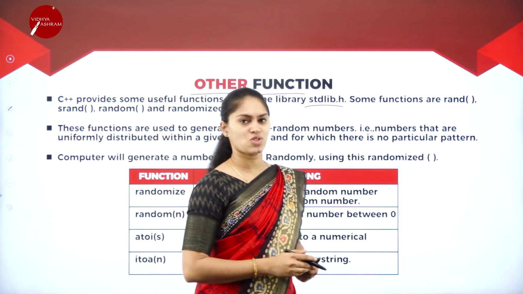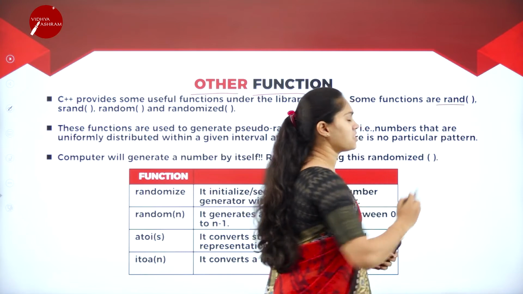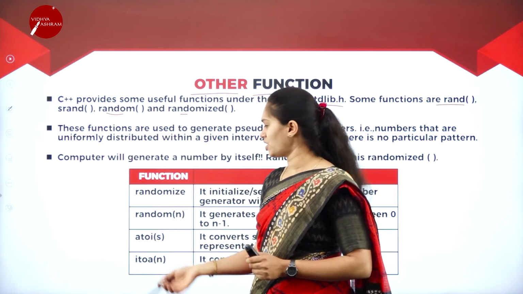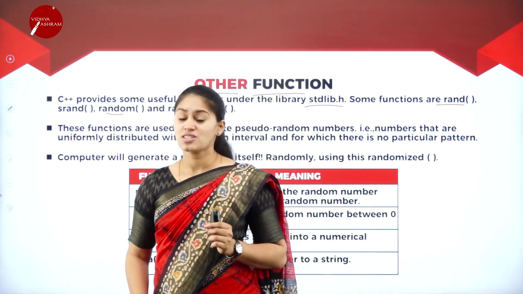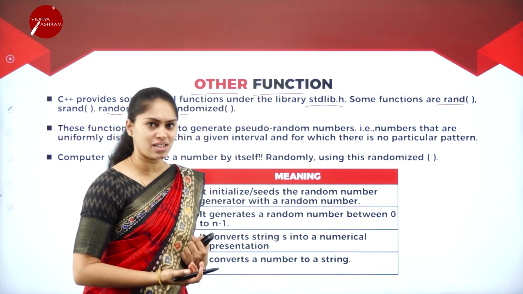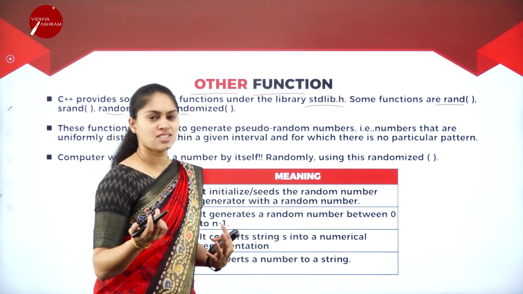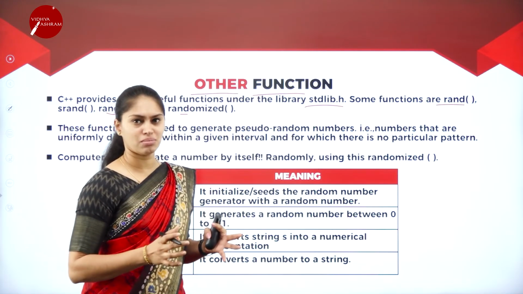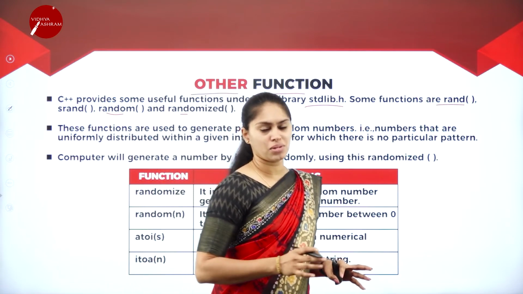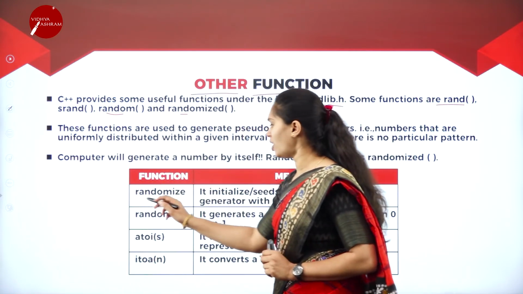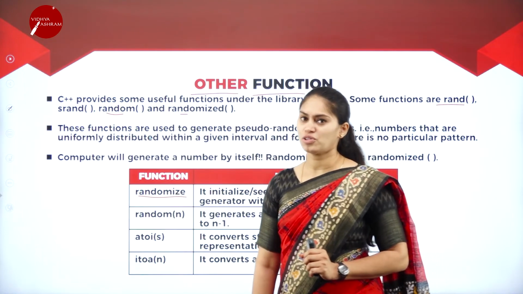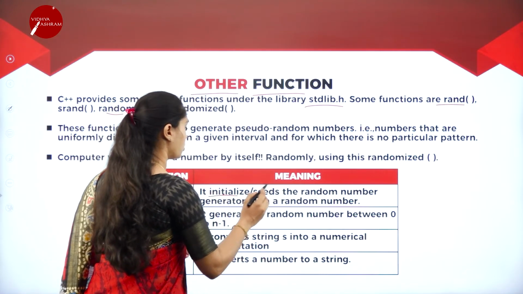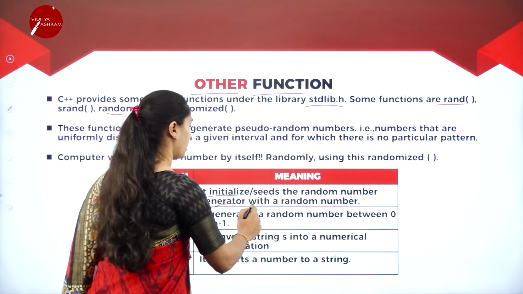This standard library provides us rand, srand, random, and randomize. So when I want to generate random numbers, I don't know what number it will generate, because it is based on the compiler. The compiler will generate some random numbers. When you want to have a random number, at that time you have to use a function called randomize. This function will initialize the random number generator.